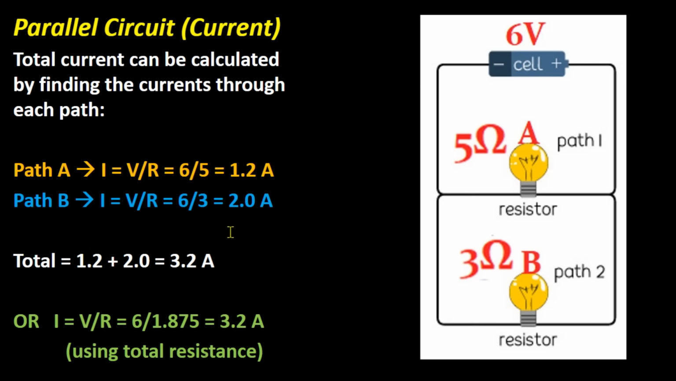But since we already had the total resistance of the circuit, we can also use this part here. I is V over R, where we use the total voltage divided by the total resistance. So the total voltage is 6, the total resistance was 1.875. Divide that, we're going to get the same exact answer as before. So we can use the total resistance, or we can just find the current through each path.